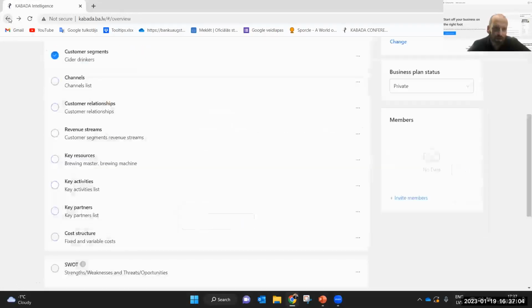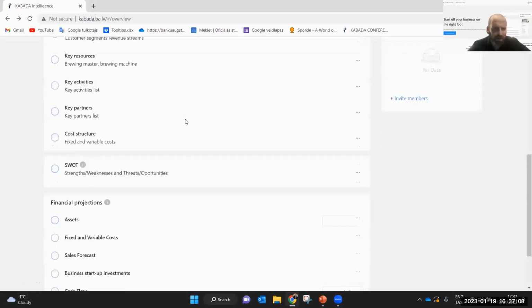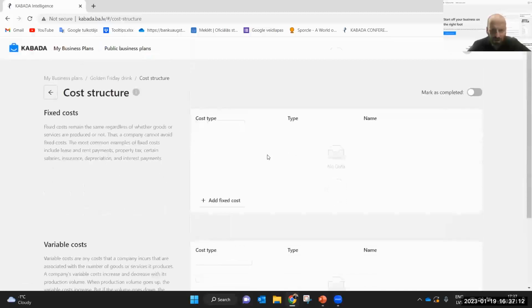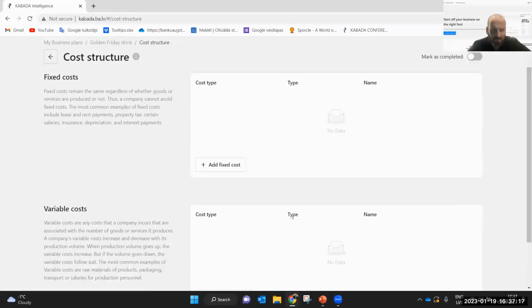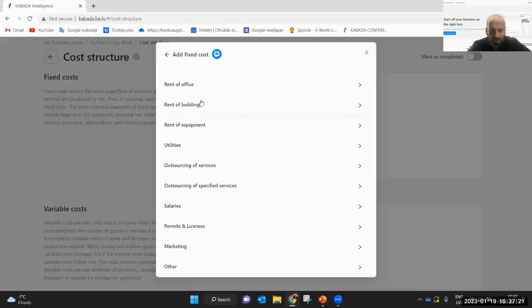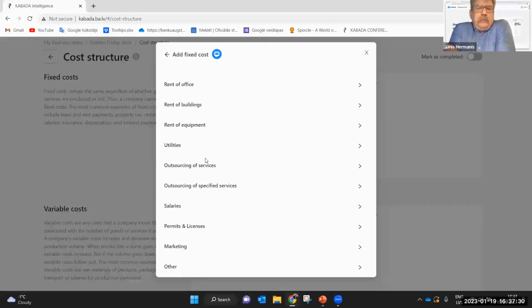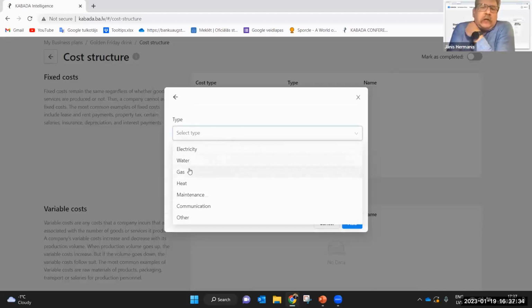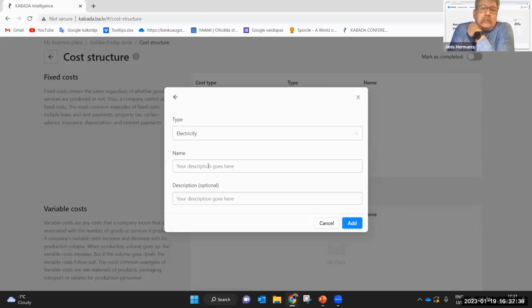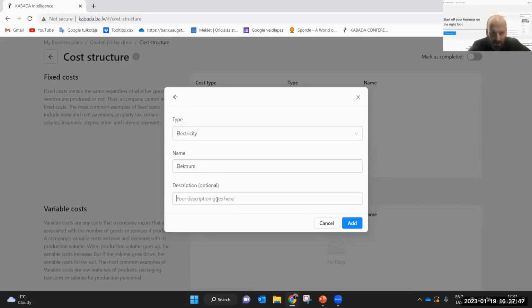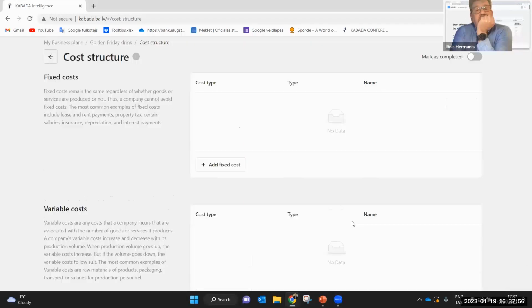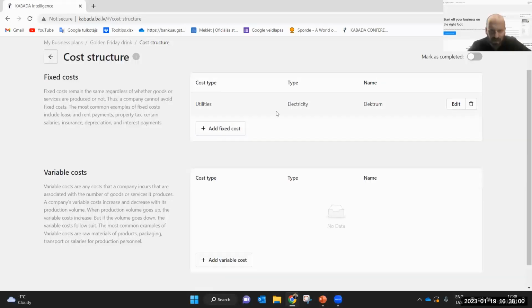Good. So let's move back and maybe briefly look at another section here called cost structure. Maybe we can add some costs here. For example, some kind of fixed costs. It's divided into fixed and variable costs here. I believe I need some kind of utilities. Utilities, good. Definitely I need electricity, from Elektrum. This is a Latvian company, okay? Not a specific description, I think. Just add. So we have one fixed cost, and perhaps there will be many more, but let's take one variable cost just to see how it works.